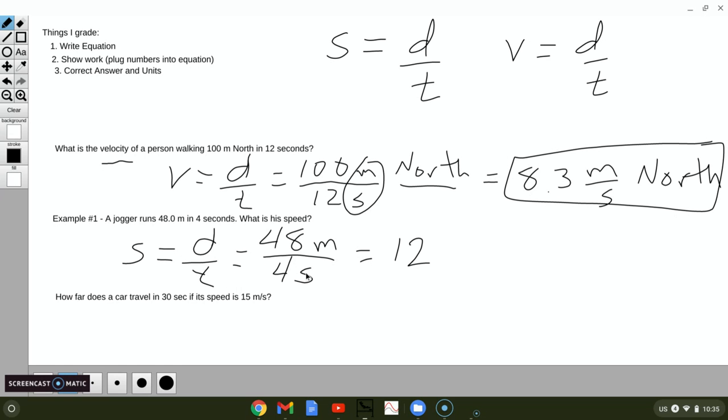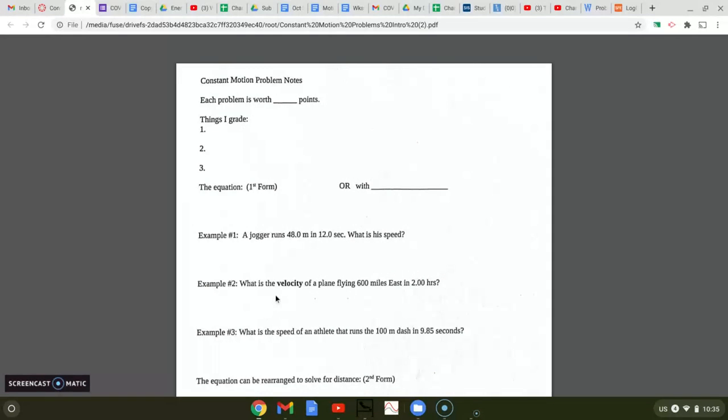And then meters over seconds, that would be my units. So those are my units right there, meters per second. And then I'm done. That would get you all 3 points. I've got equation right here. I've got work right here. I've got an answer with units right there. Okay, so that's how you would do example number 2 and example number 3, which are assigned to you. So you'll need to be able to do these two.